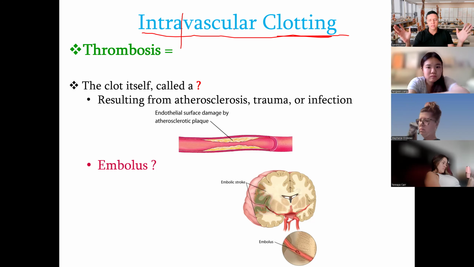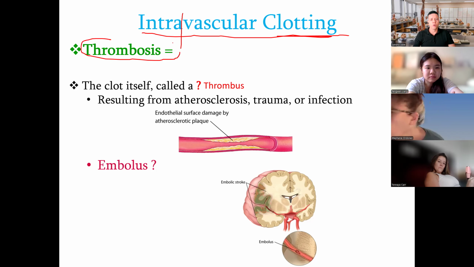Now, nothing works perfectly in our body. We are not machines. So intravascular clotting can happen, and this is what we call thrombosis. So what is thrombosis? Thrombosis is the forming of a clot inside the blood vessel. And the clot itself also has a name. This is what we call a thrombus.